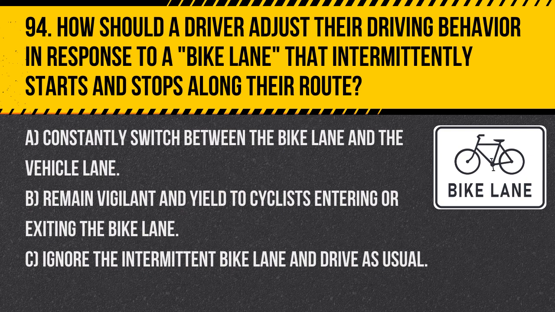Question 94. How should a driver adjust their driving behavior in response to a bike lane that intermittently starts and stops along the route? A. Constantly switch between the bike lane and the vehicle lane. B. Remain vigilant and yield to cyclists entering or exiting the bike lane. C. Ignore the intermittent bike lane and drive as usual.